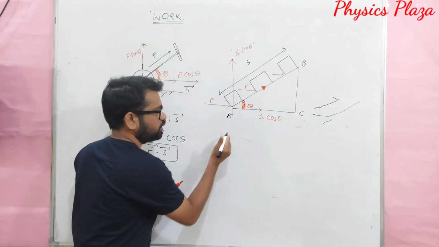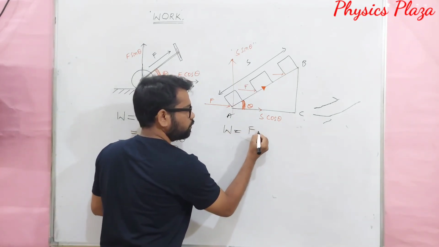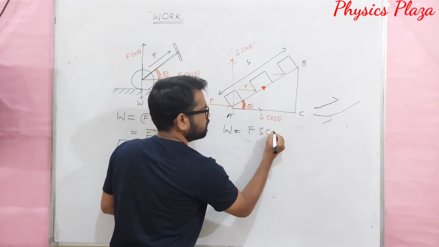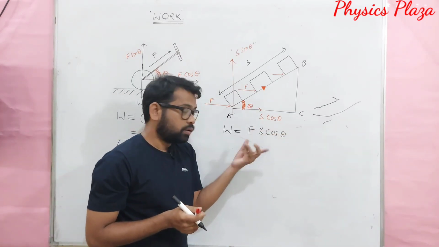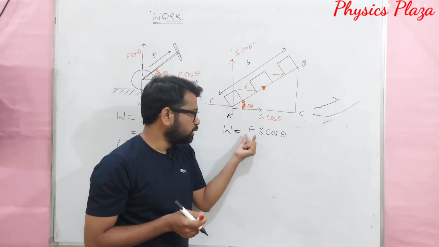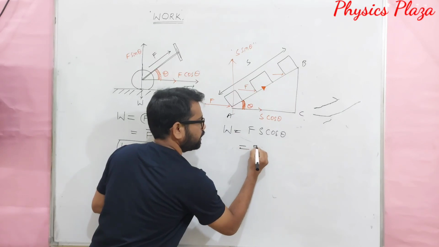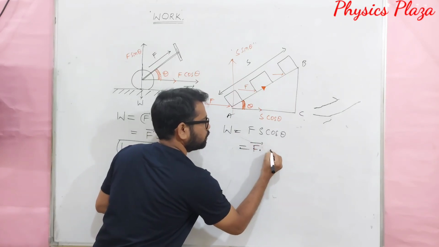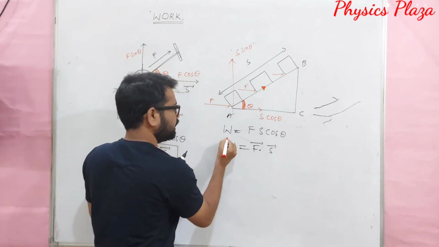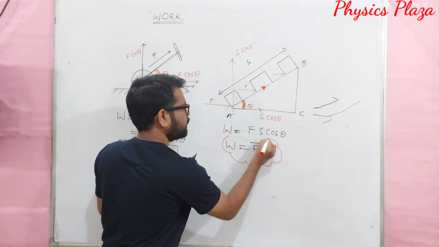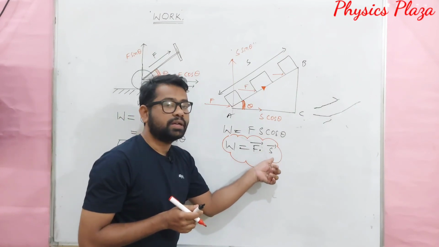So let us see here. Work is equal to force into displacement S cos theta. So according to the property of dot product, as I told you, F S cos theta can be written as F dot S. So children, this is finally the expression we will get: work is equal to the dot product of force and displacement.